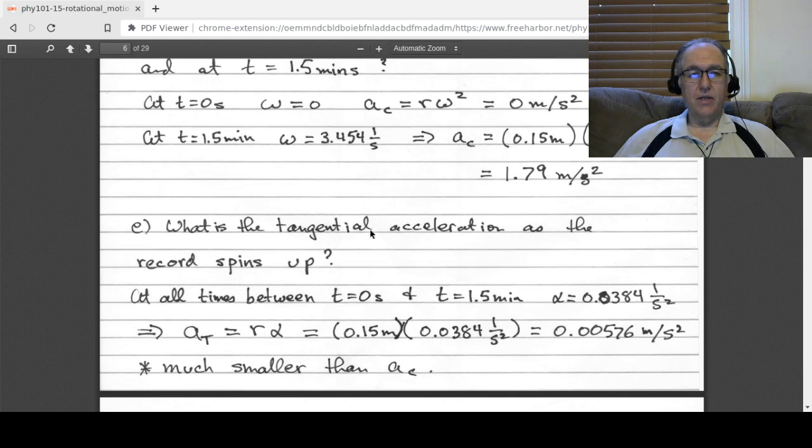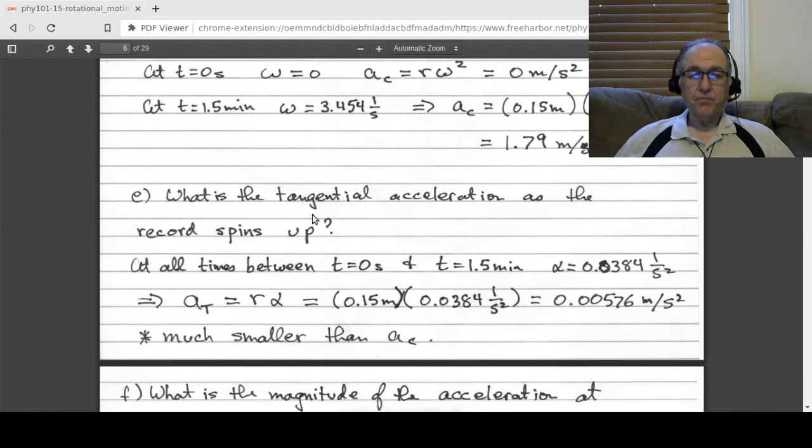So there's the story with the centripetal acceleration. What about the tangential acceleration? What is the tangential acceleration as the record spins up? Well, at all times between t equals 0 and 1.5 minutes, the tangential acceleration is going to be constant, because all of this is under the assumption that the angular acceleration is constant. So if the angular acceleration doesn't change, the tangential acceleration doesn't change. Here's the formula that relates the tangential acceleration to the angular acceleration. R is a constant. If alpha doesn't change, AT doesn't change.